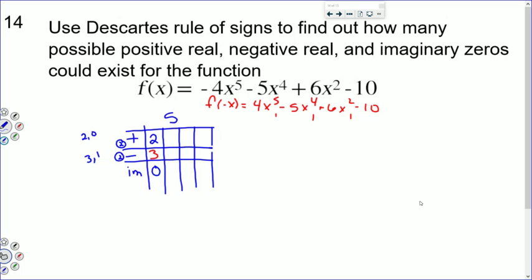So from here, let's go through all the permutations. I'm going to leave positives the same until we go through all the negatives. So we could have 3 negatives, or we could have 1 negative. If we have 1 negative, then we would have 2 imaginaries. Since we're out of negative solutions, now we change the positives. So we could have 0 positives with 3 negatives, or 2, or 0 positives with 1 negative, and 4 imaginaries. These are all the possible outcomes that could exist for this particular function using Descartes' rule of signs. This is useful for us when we are trying to graph some of these equations.